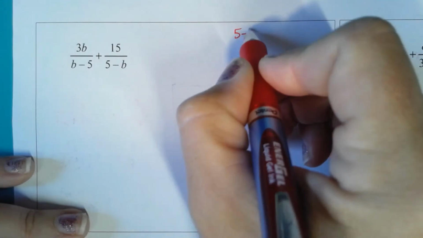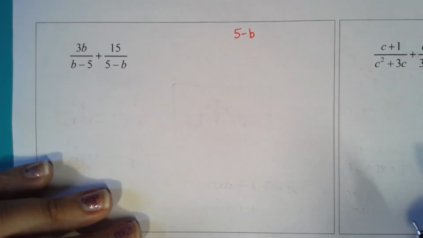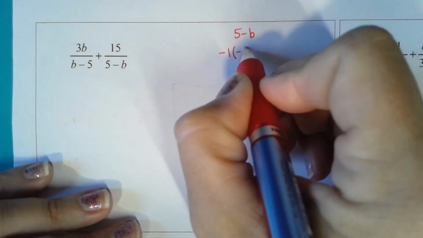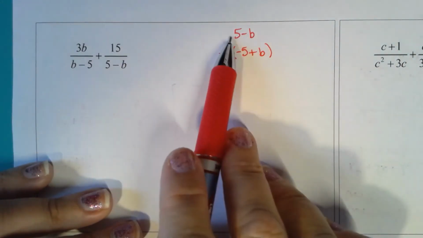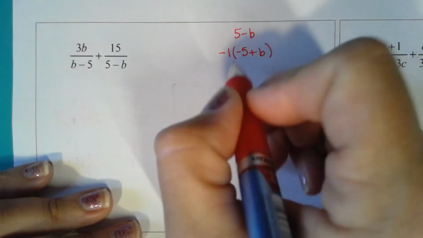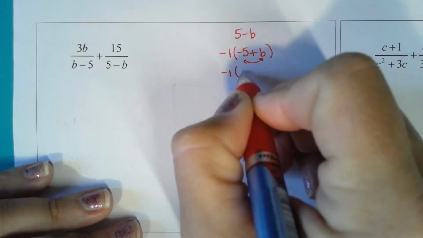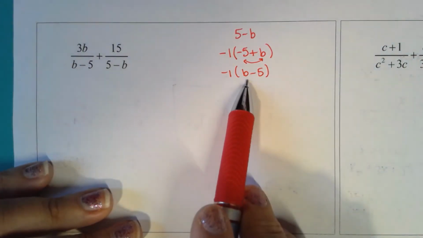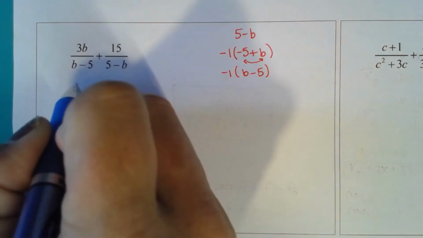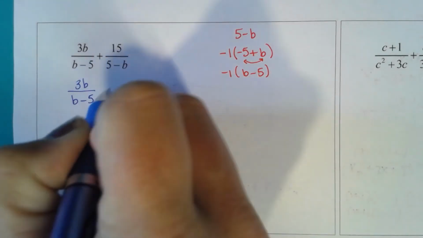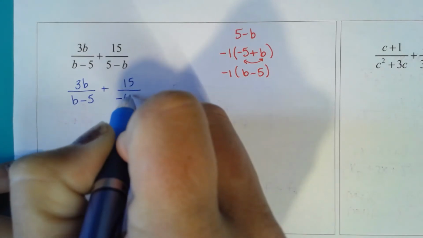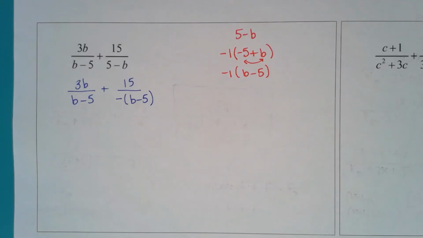So if I take that 5 minus b and I factor out a negative 1, remember factoring something out is like dividing by it. So I took 5 minus b, I factored out a negative, that leaves me with negative 5 plus b, and if I just rearrange the order here, I now have b minus 5. So we can very easily leave the first fraction alone and just rewrite the second denominator, quantity b minus 5.